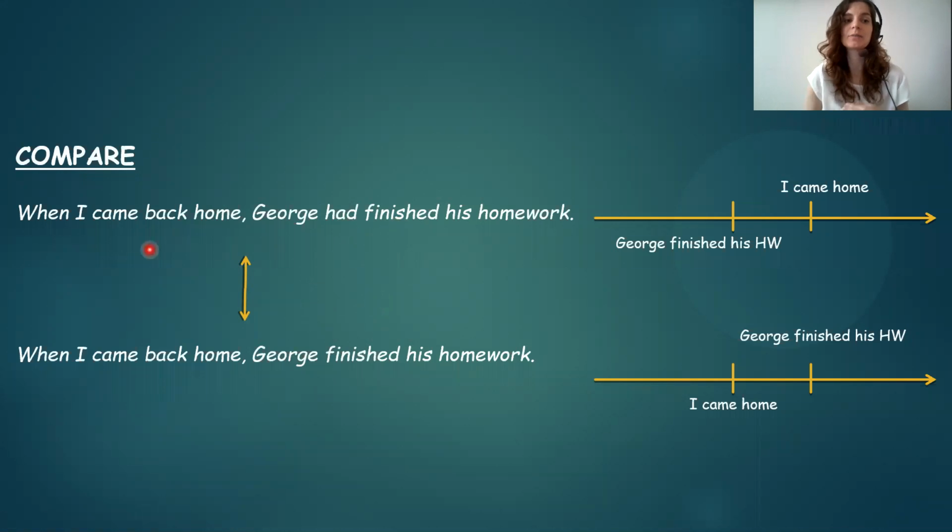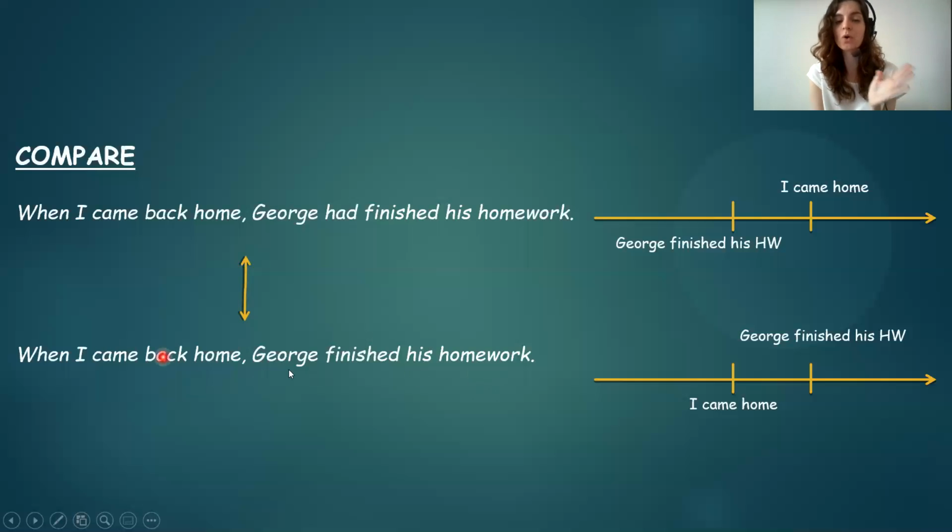Let's say that when I came back home, George had finished his homework. So let's say again, when I came back home, George had finished his homework. So basically, what does that mean? What happened first? Well, it means that at first, George finished his homework, and then I came home, right? So he finished the homework even before I came home.